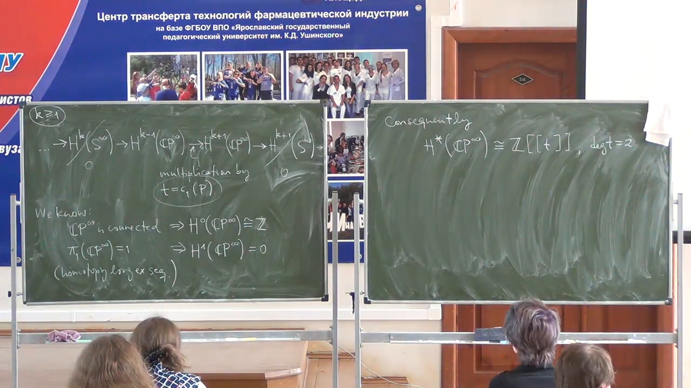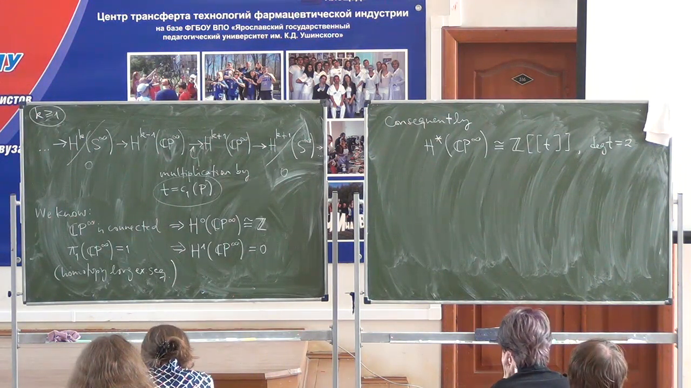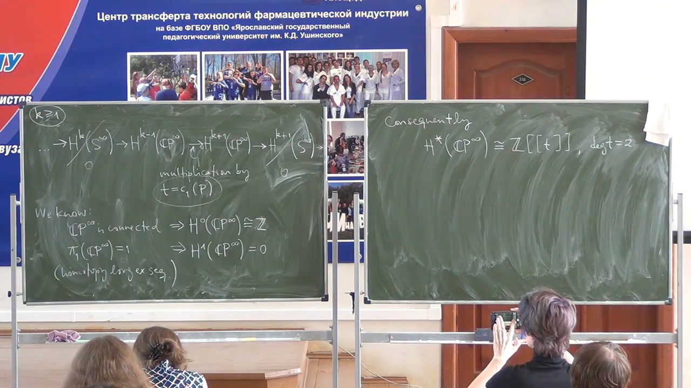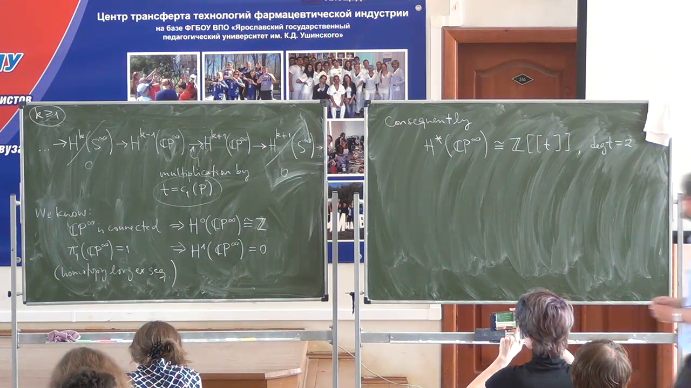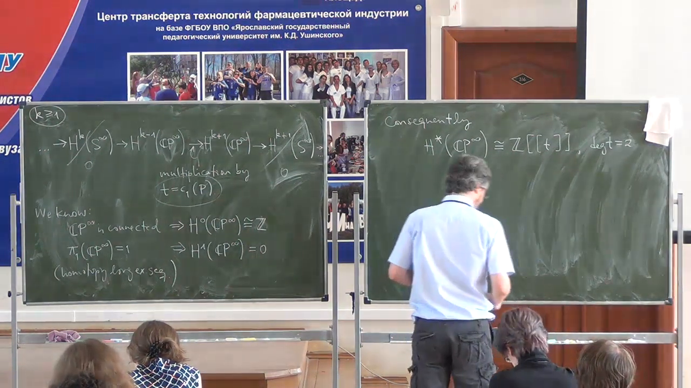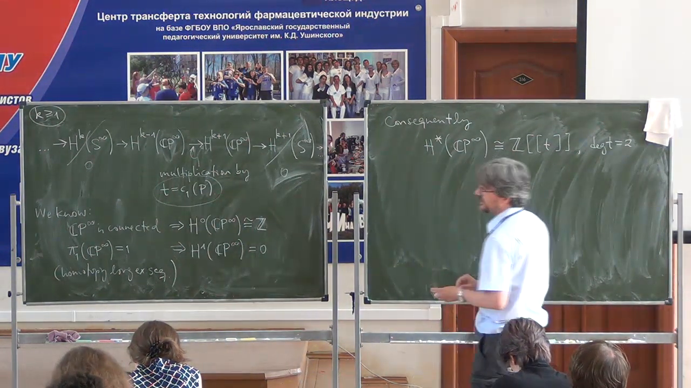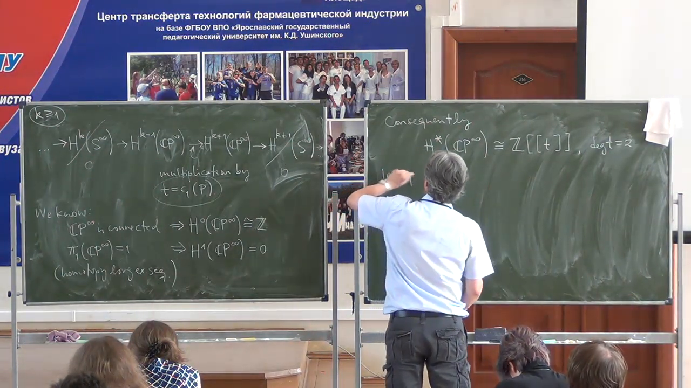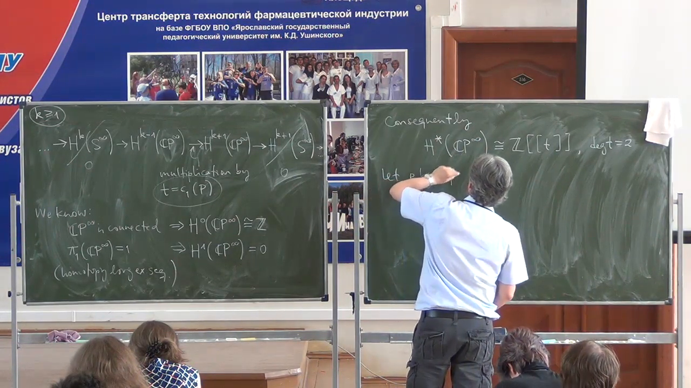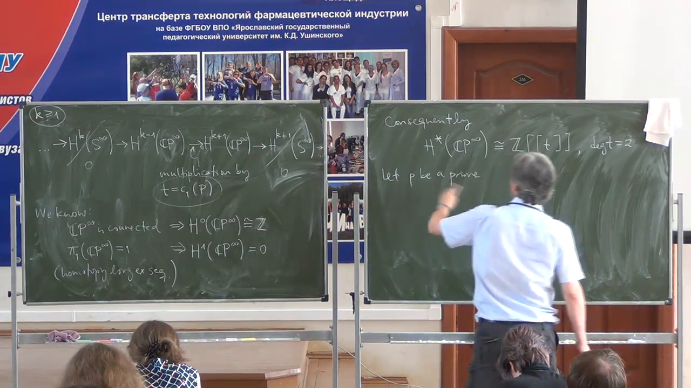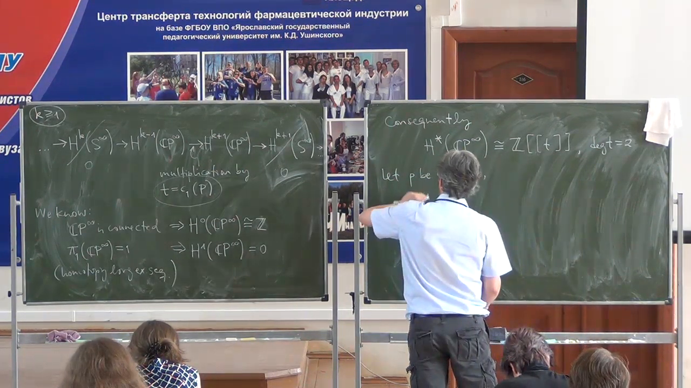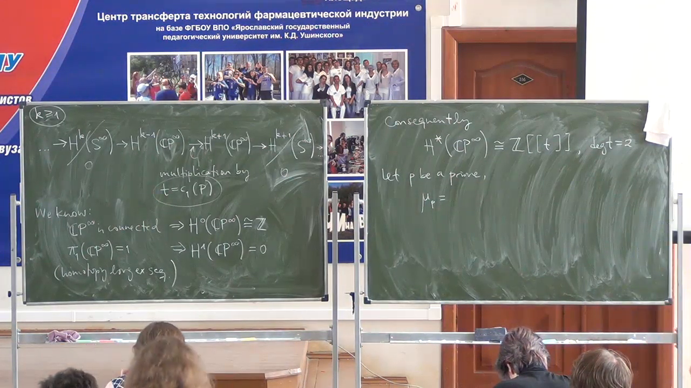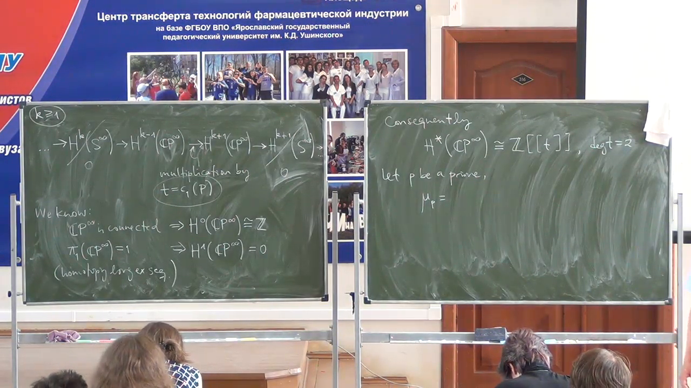Good. Now I'm going to use this computation to compute the cohomology of the classifying space, but now for finite cyclic groups. In fact, I will only need the case of cyclic groups of prime order, p a prime. I will try to be consistent with the following notation: mu p will denote the set of pth roots of unity.